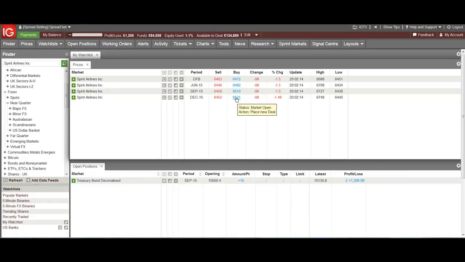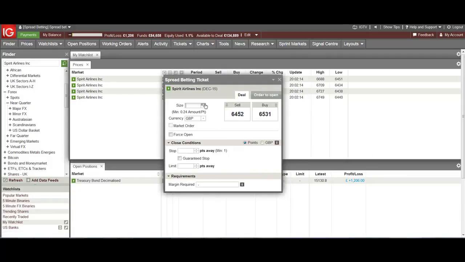I click on here and a little ticket will open up and I can choose the size, how much I want to trade. And although Spirit is a US stock, and again, I'm not tipping you this, I'm just using it as an example, I can still trade in pounds per point. So even though this is $65.32, I can trade in pounds a point, or I can trade in euros a point if my account's set up that way. So your underlying currency doesn't actually have to match the market you're trading in. For most people in the UK, they're going to trade in pounds a point.